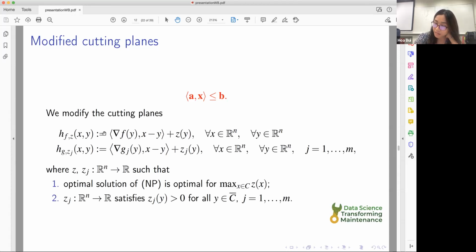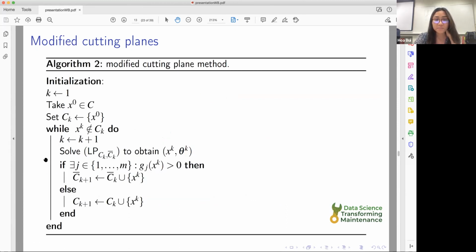If we remember, for the tangent plane, the function z here is actually f(y). Now we replace f(y) by some other function, as long as the optimal solution of NP is an optimal solution for this problem. Then we can reuse this cutting plane. Similarly, for the tangent plane of the constraint functions, we can replace zj(y) by gj(y), as long as any feasible solution for gj(y) is infeasible for zj(y). Then we can reuse the modified cutting planes.